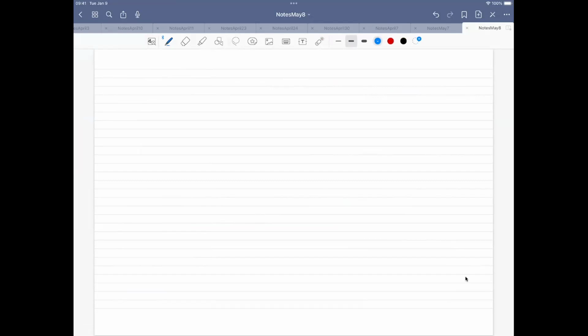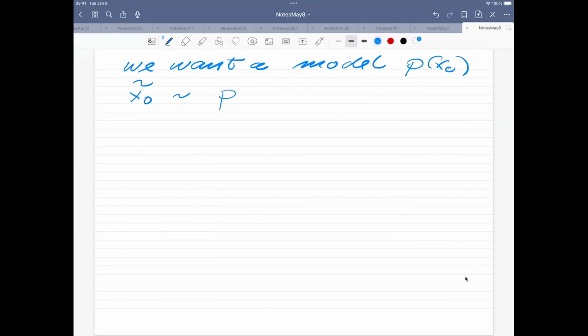So the final probability we want, so we want a model probability of P of X0. So that means that we are going to define a probability now, which is X0, which is drawn from this probability. And I will skip now in the notation here the subscripts theta and phi.